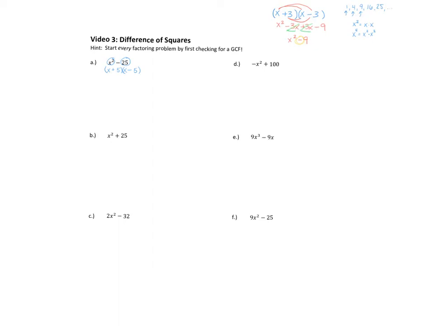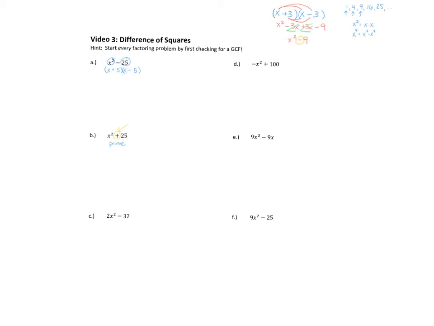It's important to keep in mind that you always must have a minus sign for this formula to work. So if you look in part B, although both x squared and 25 are perfect squares, I have a plus sign in between here. There's nothing we can do to factor this polynomial. It's called prime, meaning I can't factor it.